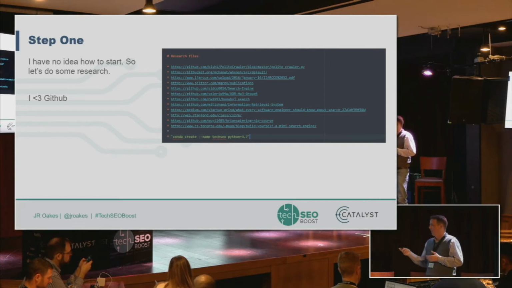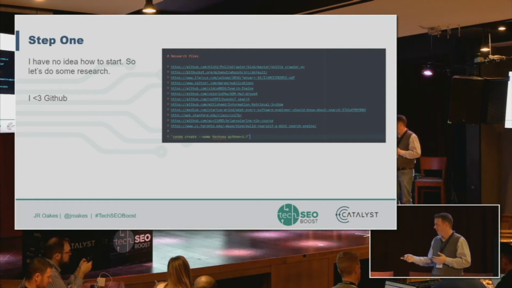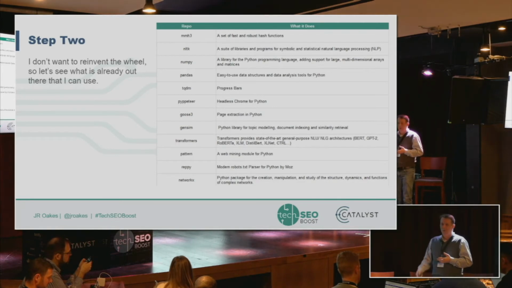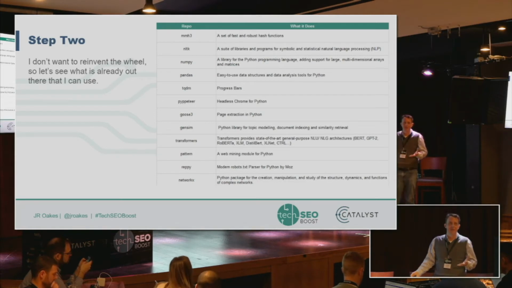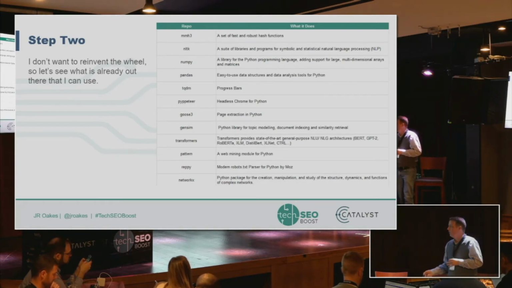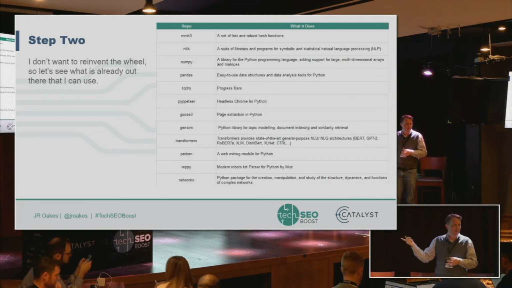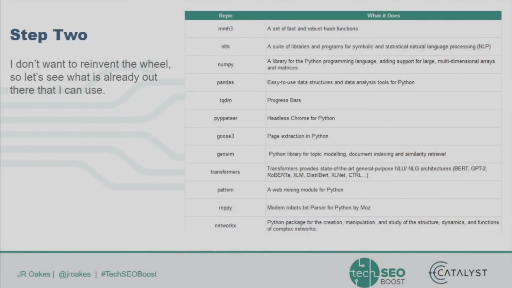So the first thing I did was just do a ton of research. I spent a lot of time on GitHub just going through repos, seeing how other people did stuff, taking ideas. I didn't want to reinvent the wheel. I don't want to spend time making something that already does something really well. So if you're interested in Python at all for technical SEO, these are some baller libraries here that do incredible stuff.